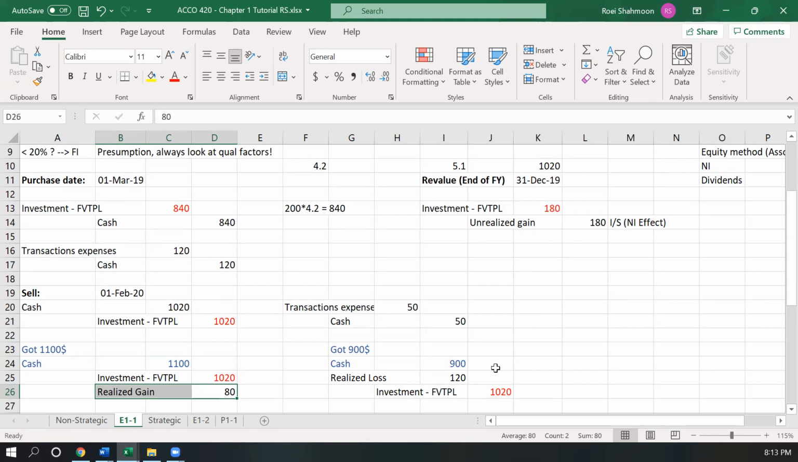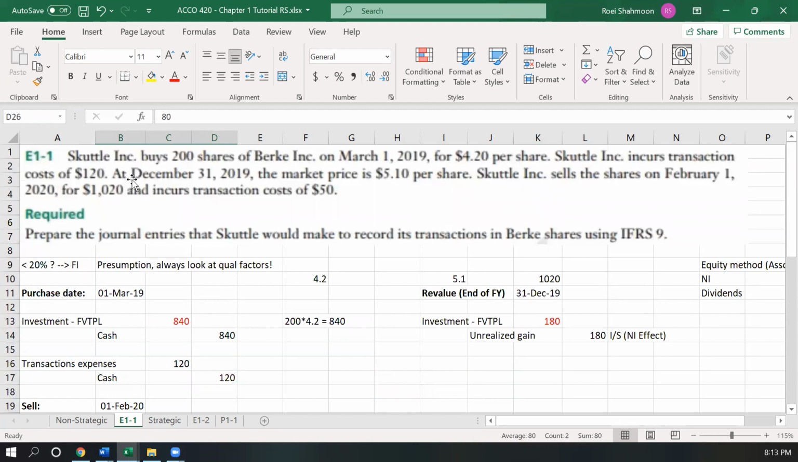So keep this in mind, guys. Super important. And this is pretty much how you do a non-strategic investment using the financial instrument method, which is pretty much the fair value through profit or loss or fair value through OCI.